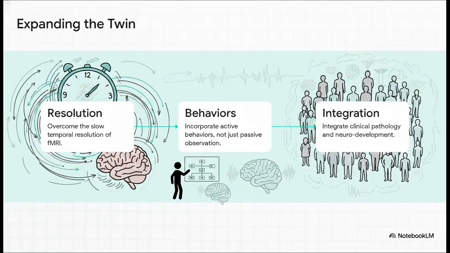Now, as amazing as Tribe V2 is, the researchers do acknowledge a few current limitations that kind of dictate the next steps for expanding this digital twin. First off, they need to overcome the slow temporal resolution of fMRI. It just can't quite capture those rapid millisecond by millisecond dynamics of neuronal firing. Second, the current model basically treats the brain as a passive observer of naturalistic stimuli. So the next step is incorporating active behaviors and agent-driven responses. And crucially, if we want to map the full diversity of the global population, the model needs to integrate clinical pathology and neurodevelopmental trajectories. We have to move beyond just a static, healthy adult baseline, you know?